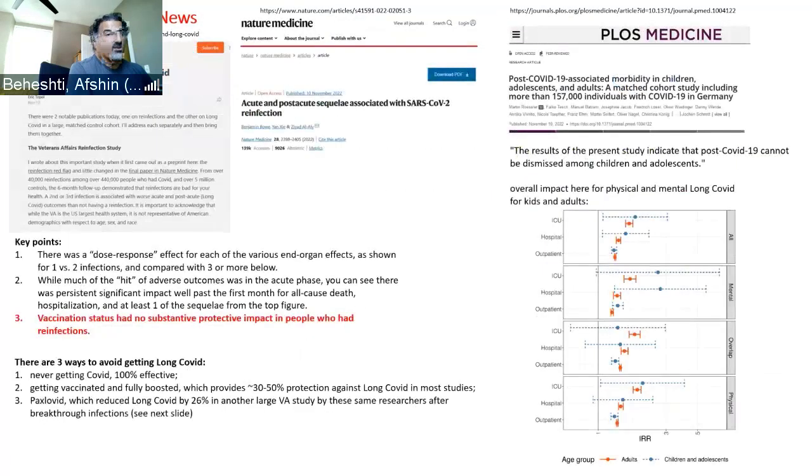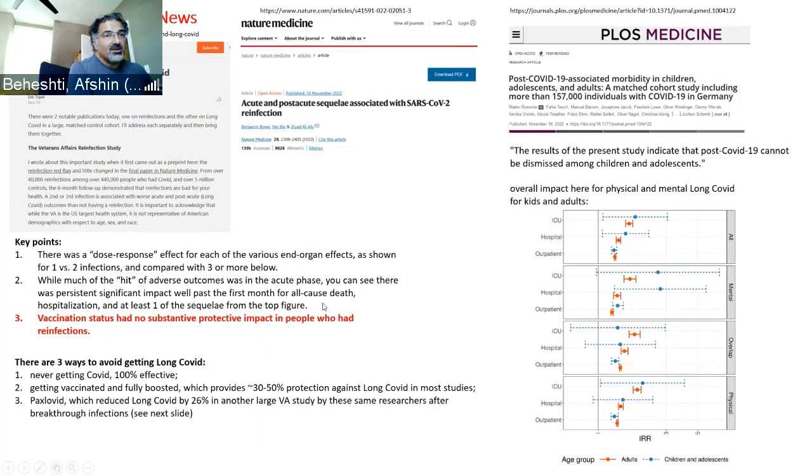More long COVID news: Eric Topol actually summarizes some nice newer studies. This one, done by Veterans Affairs, talks about reinfections and how this might apply to long COVID. Here are the key points from this Nature Medicine study. Basically, they noticed a dose effect: the more times you get infected, the worse it accumulates, and the organ effects get worse and worse. They showed data in that paper demonstrating that.